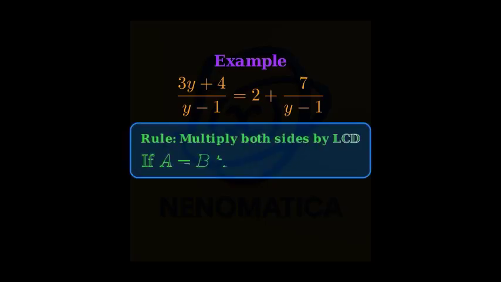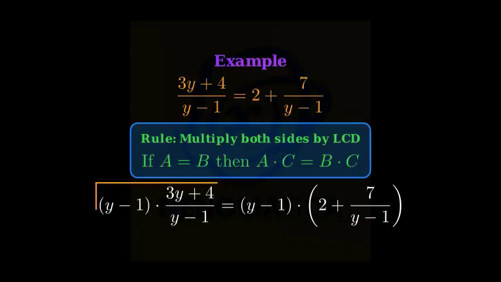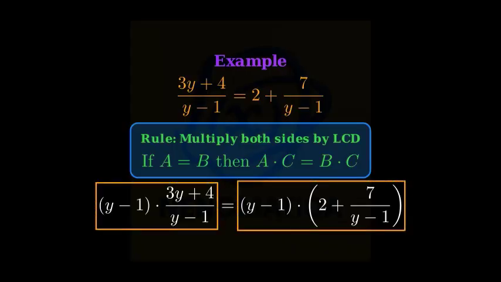To solve this equation, we'll start by clearing the fractions. We notice both fractions have the same denominator, y minus 1. So our first step is to multiply both sides of the equation by y minus 1. This will help us eliminate the denominators.